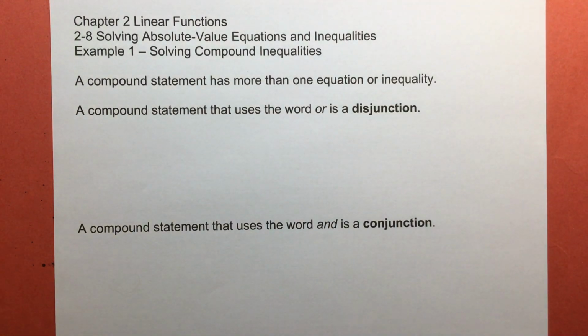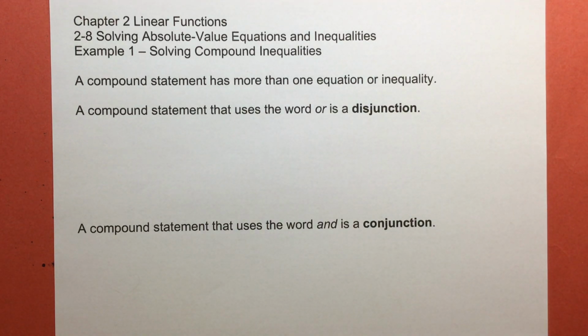We're going to first introduce a couple of vocabulary words. We're going to be using the words or and and. If I have a compound statement, which you can read right there, it's more than one equation or more than one inequality. You're going to see that coming up. If I have a compound statement that uses the word or, we call that a disjunction. And if I use the word and, it's a conjunction. So for a lot of these problems, we're going to ask, is it a disjunction, is it a conjunction, and how does that help us solve?